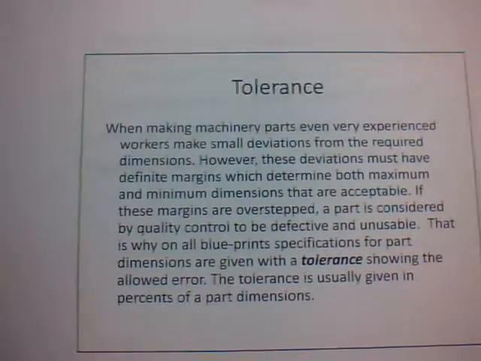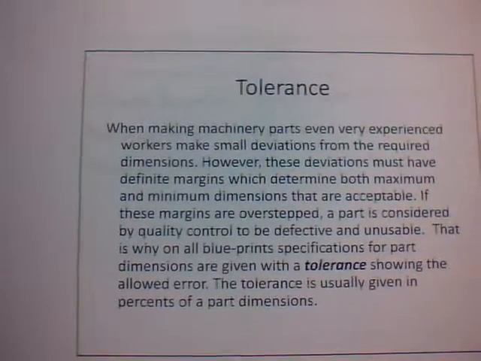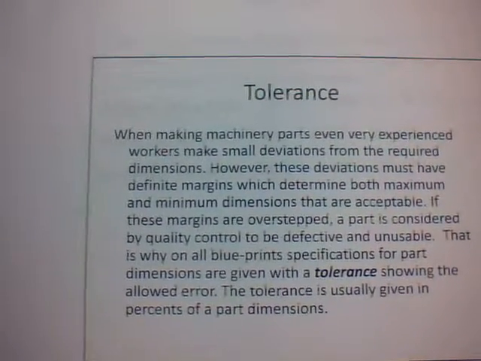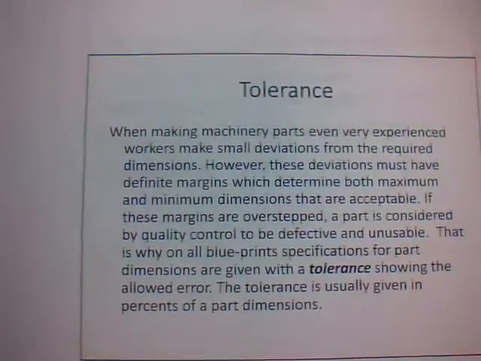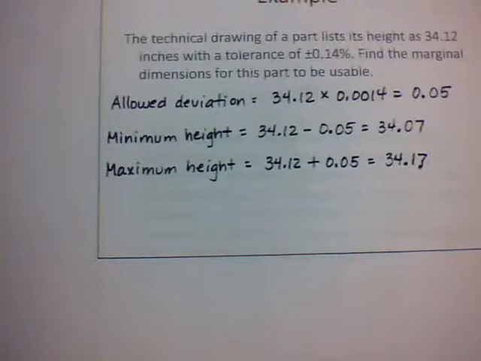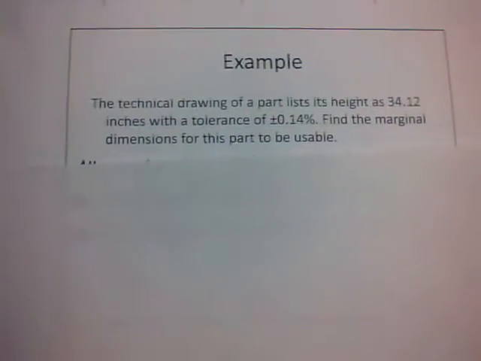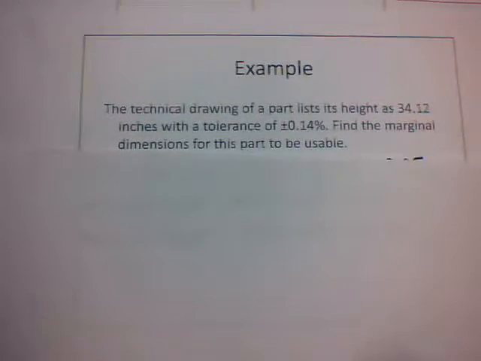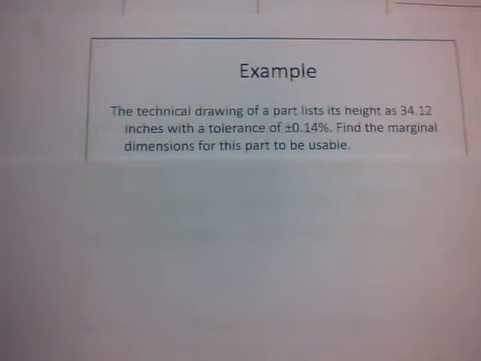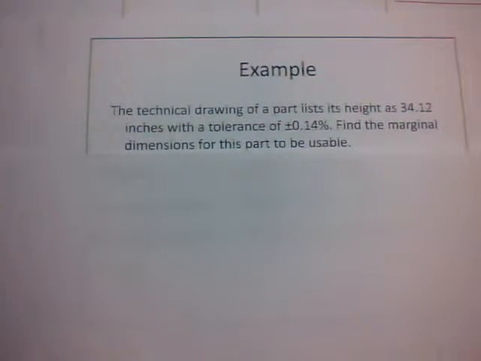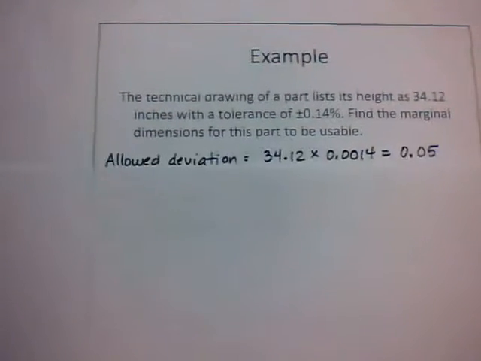Okay, so here, usually with deviations, we're going to be using plus or minus in this case because we want to find the minimum deviation and the maximum. Like in this problem here. The technical drawing of a part lists its height as 34.12 inches with a tolerance of plus or minus 0.14%. Find the margin of dimensions for this part to be usable.